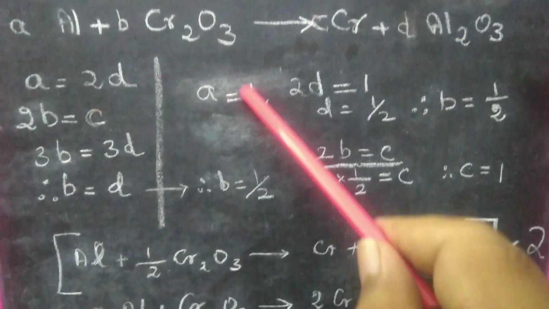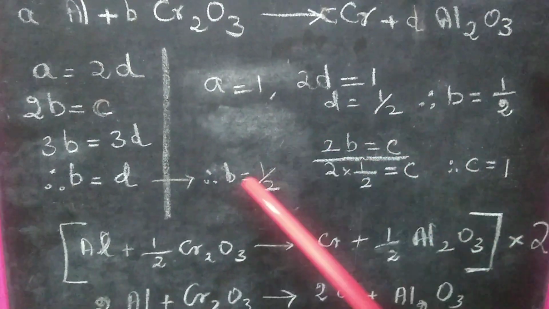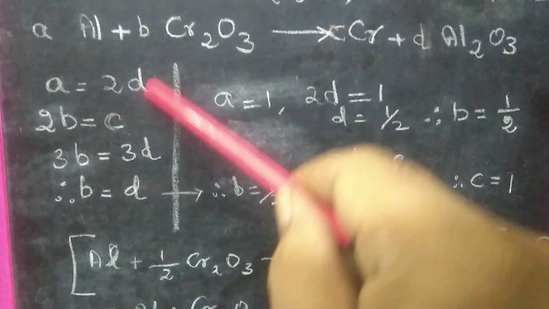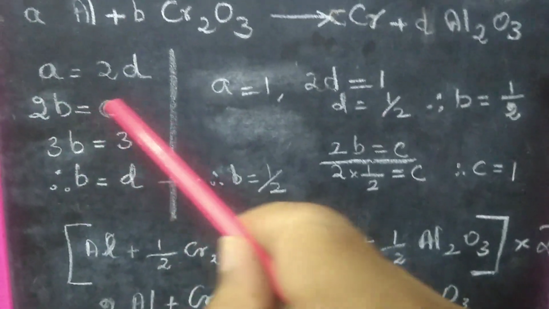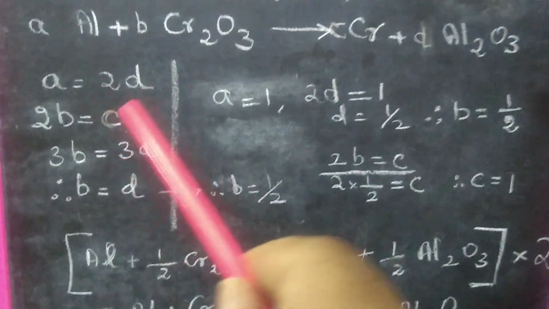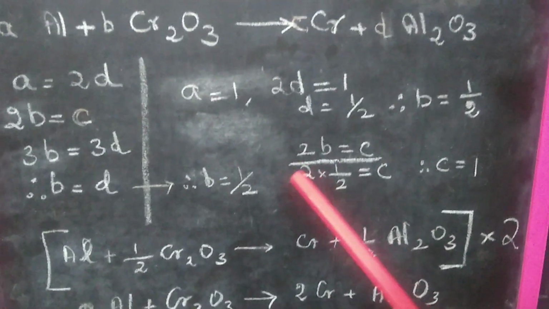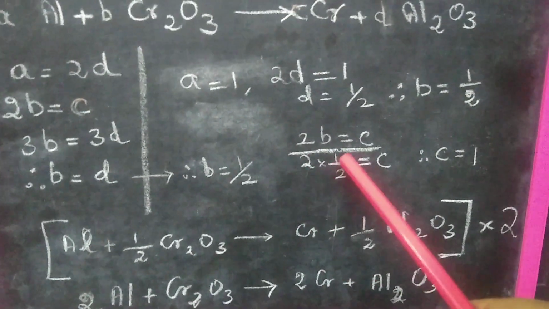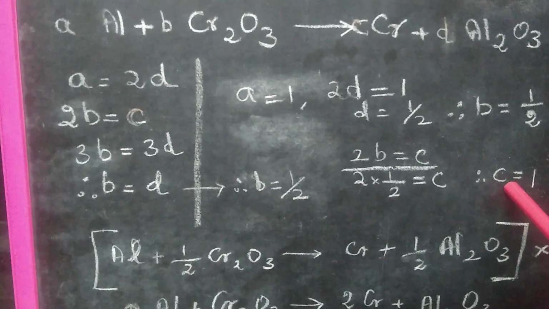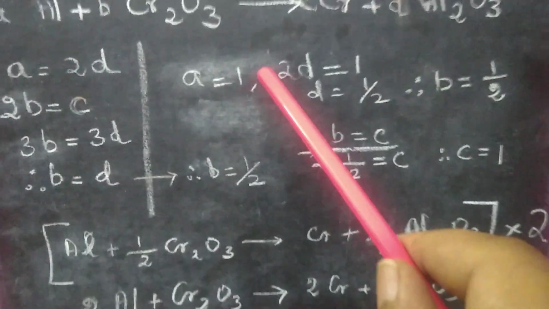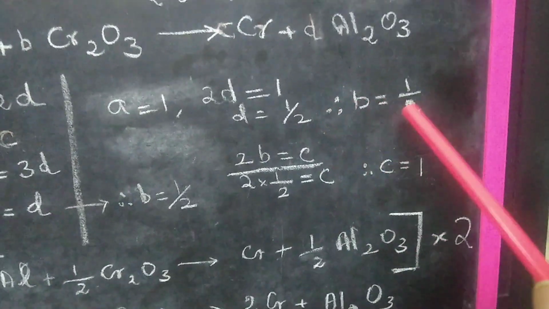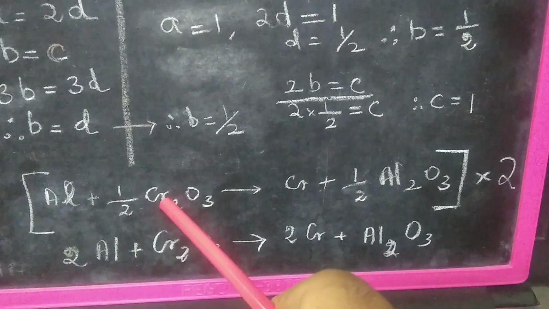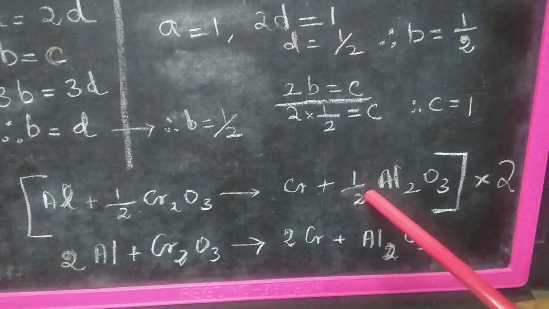So now we have got the three values. A is 1, D is half. When D is half, B is also half. Now we have to find out C, where C is present in this equation here. So 2B is equal to C. What we have got already, B is equal to half. Substitute B is equal to half here. Therefore 2 and 2 get cancelled. Therefore C is equal to 1. Therefore, when A is equal to 1, D is half, B is half, C is equal to 1. Substitute here.